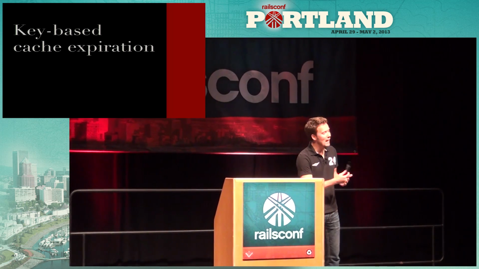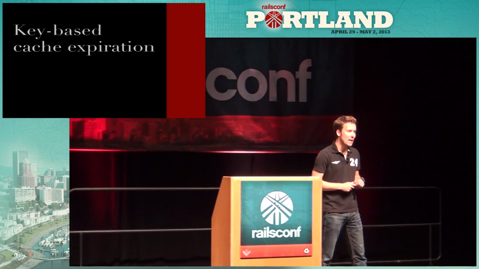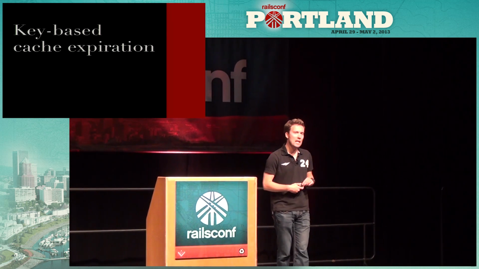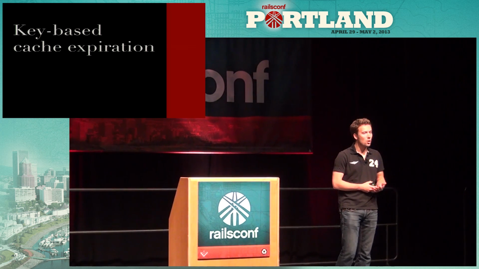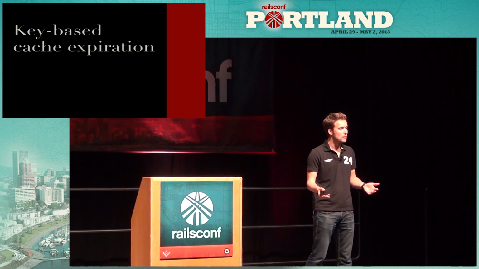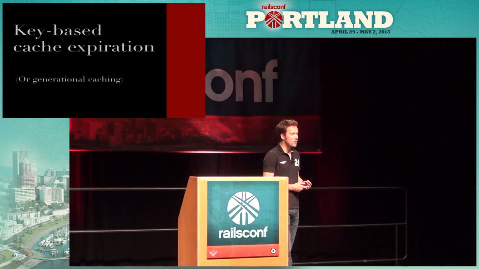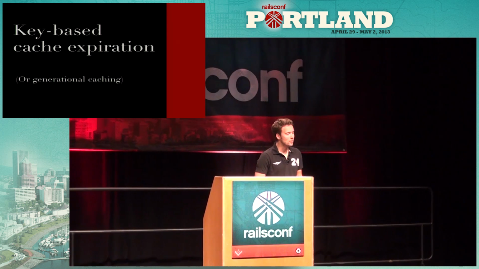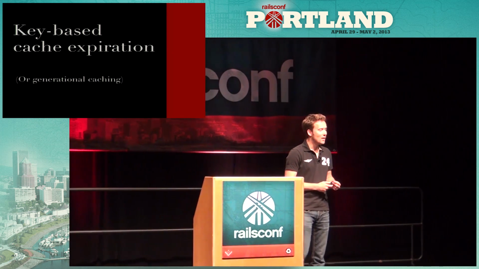So to make caches work, we have to cut out the complexity of maintaining them. Because if they stay as complex as having to manually manage everything, nobody's going to do it, and the few people who do are going to do it wrong. So they're going to have bugs. This is also called generational caching. I like to call it key-based cache expiration because that actually says something about what it does.